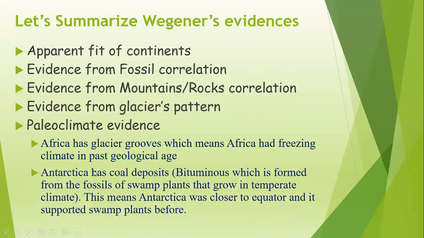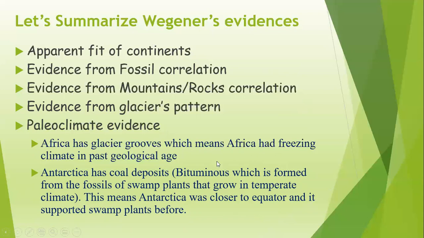Second evidence was that Antarctica has coal deposits. Which coal deposit? Bituminous, which is formed from the fossils of swamp plants that grow only in a temperate, warm, wet climate. This means Antarctica was closer to the equator and it supported swamp plants before. It is not supporting them today. Today it is a freezing continent, but before it was not. Before it was at a different location. It has drifted and come to the pole now. These were the evidences that Wagner was able to collect.